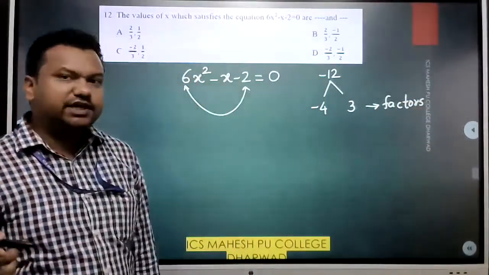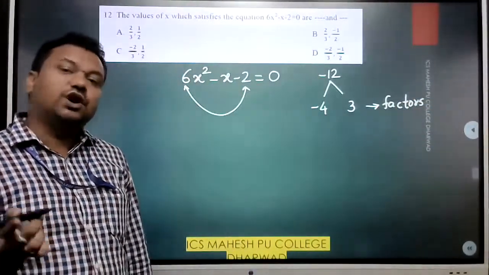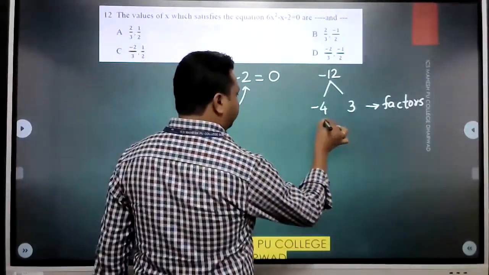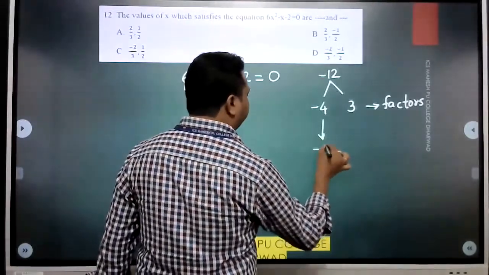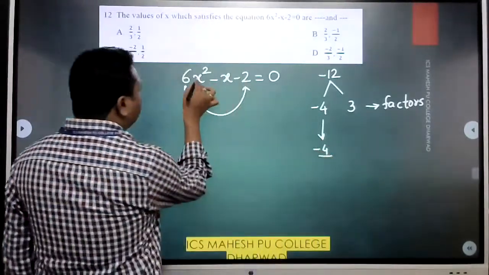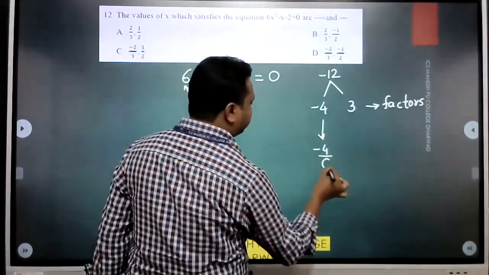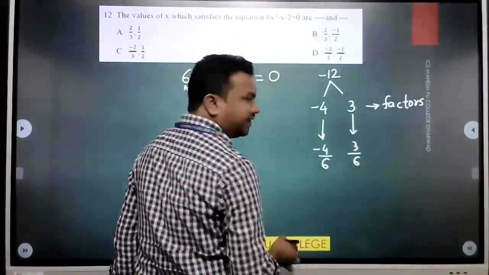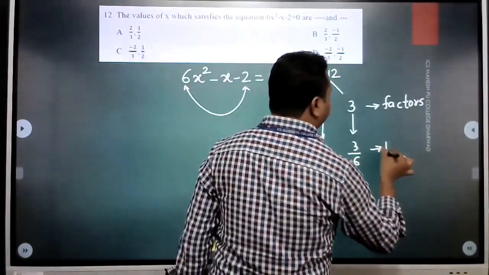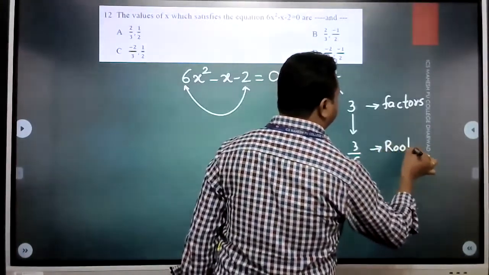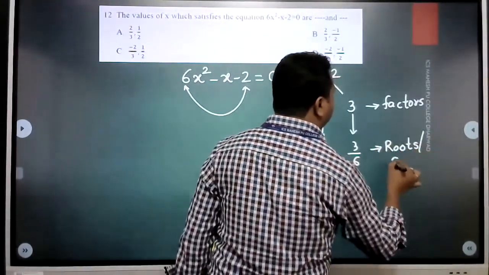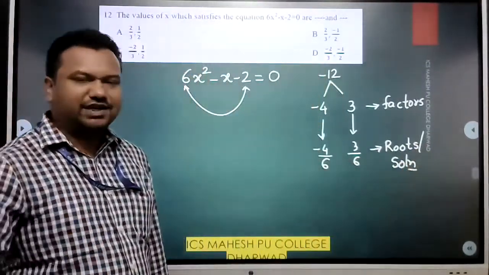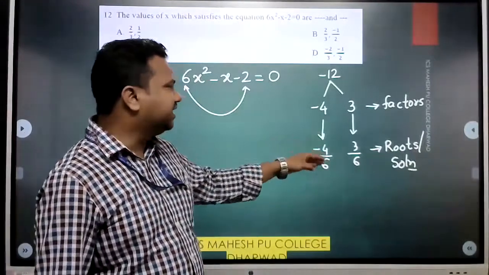Now, actually, we are interested in the solution or roots. So, how to find the roots? The trick is here itself. Observe. Minus 4 is there, no? Just take minus 4 divided by the coefficient of x square, that is 6. Here, 3 divided by the coefficient of x square. That becomes the roots or solutions of the quadratic equation. Right? Now, the trick always lies in between the factors and the roots.